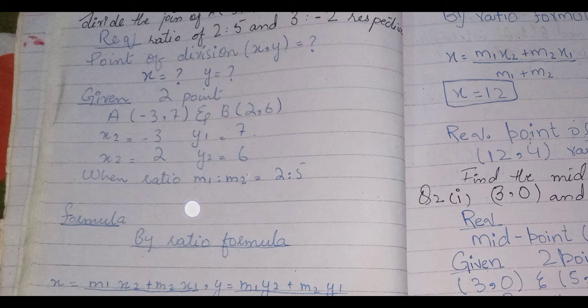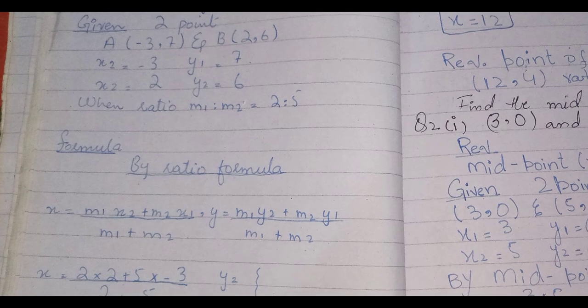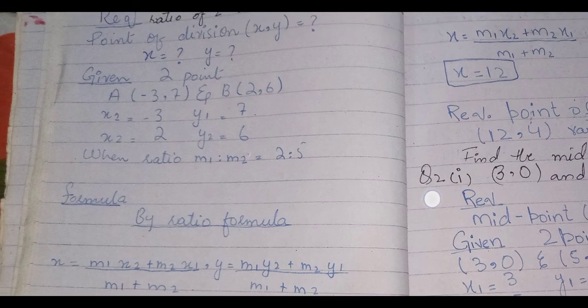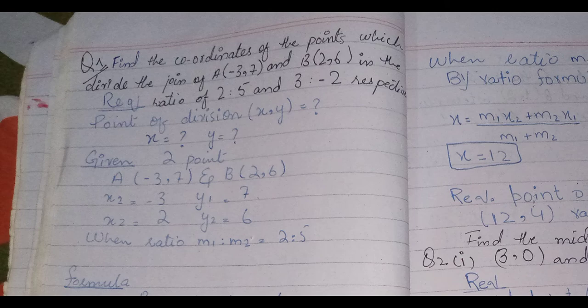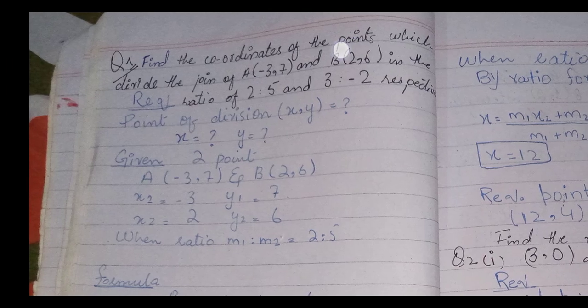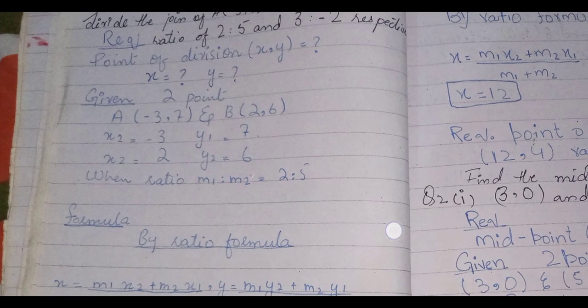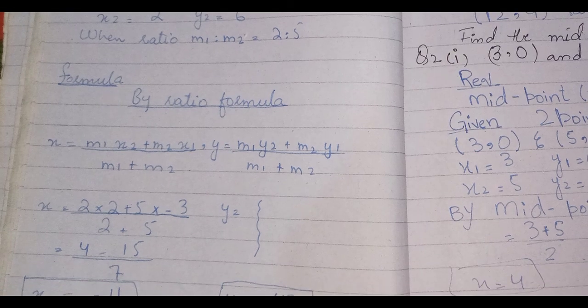And we have the ratio m1, m2. First we will solve with the ratio of 2:5 by the ratio formula. Why are we using the ratio formula, the formula of point of division? We are using this because the question talks about the point of division. Find the coordinate of the point which divides the joint. The question is asking us for the point of division, so that's why we are putting the formula of point of division. This is the most important thing to know, why we are using this formula. We use the formula of point of division because the question asks for it.